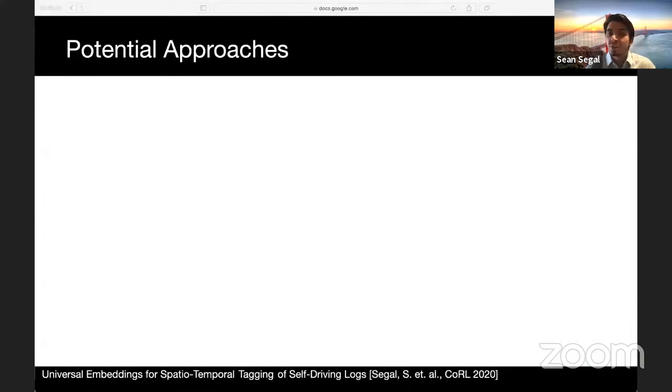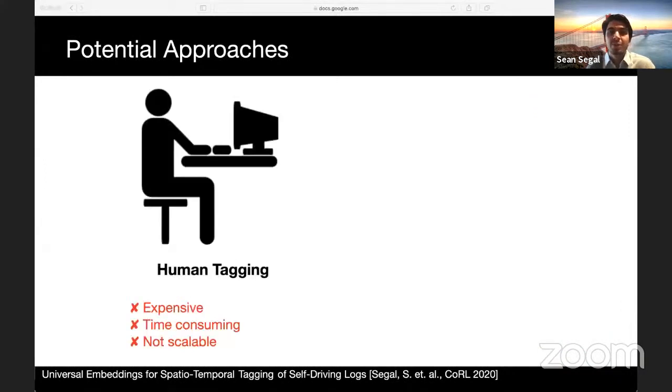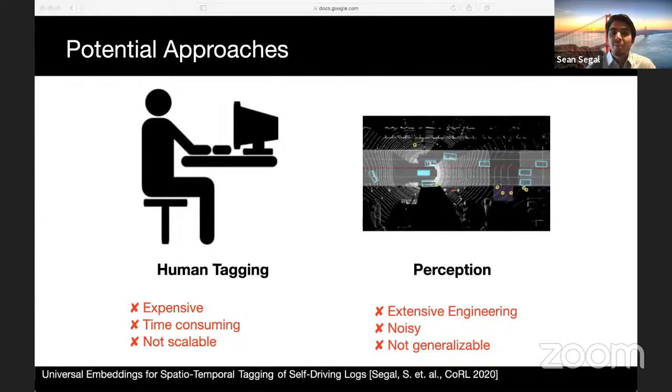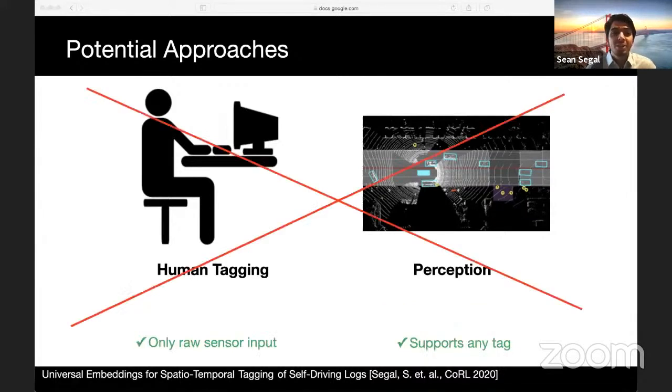Let's consider some potential approaches for generating these tags. The simplest option is for humans to manually tag self-driving scenes. While this approach can be effective for small data sets, it is far too expensive to scale to databases containing millions of miles. Alternatively, the outputs from the onboard perception system could be reused to heuristically reason about different scenarios based on the detections over time. Unfortunately, this approach requires extensive engineering, often returns noisy results, and cannot generalize to many scenarios that require reasoning about more than the detected actors. Motivated by these challenges, we present our approach, which takes only raw sensor data as input, yet remains a general framework to tag any attribute in a self-driving scene.